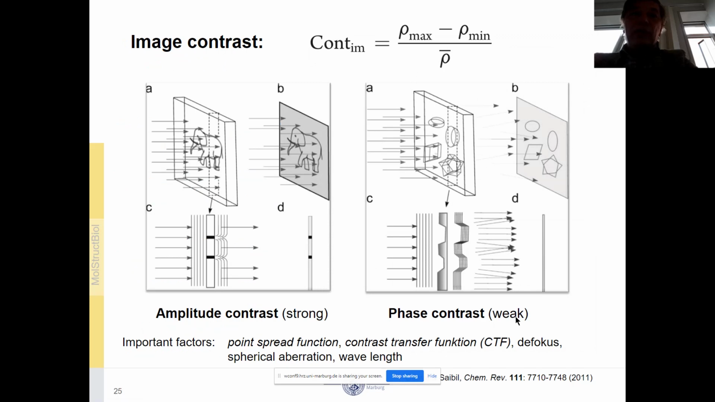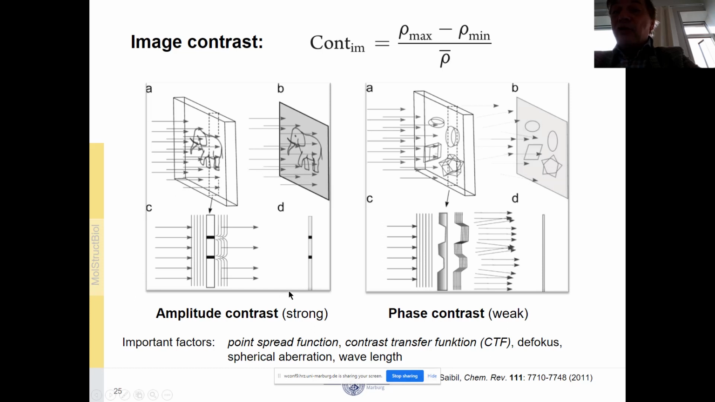Something about contrast. Image contrast. I think you should have an idea what contrast actually is, yes. The maximum of density you find on a recording device minus the minimum, divided by the average density you have. And usually, when you make, for example, light microscopy, you make nice images where you see the image.